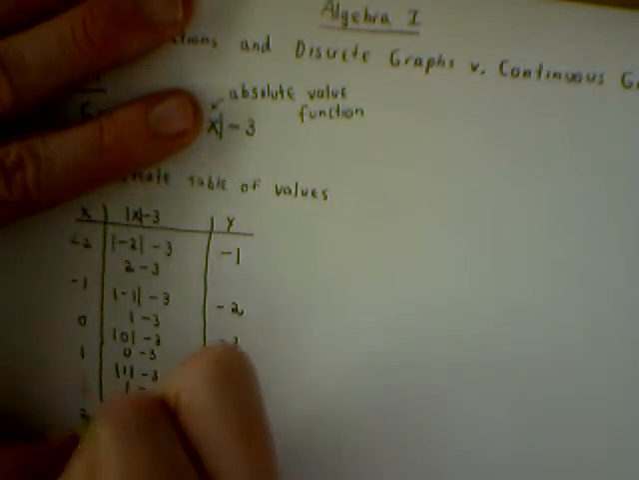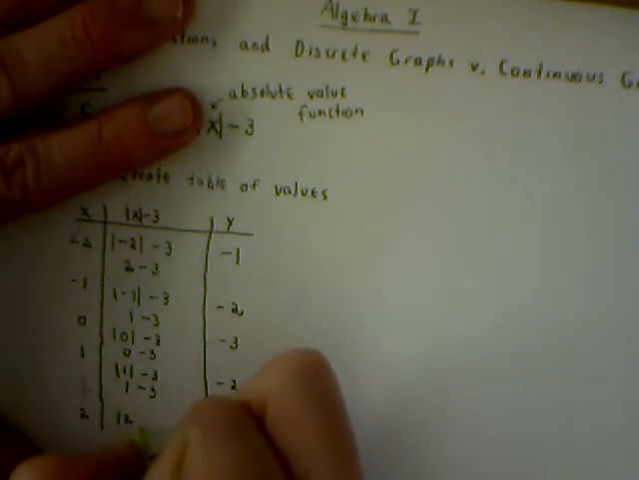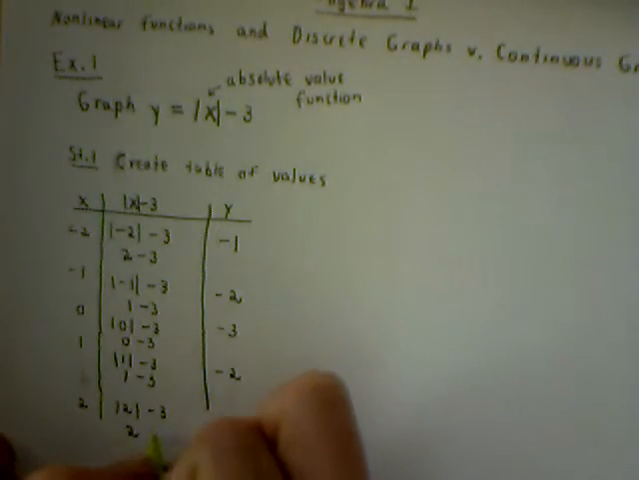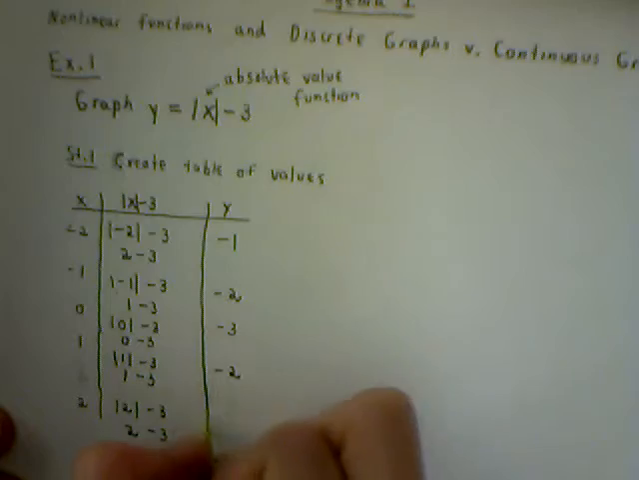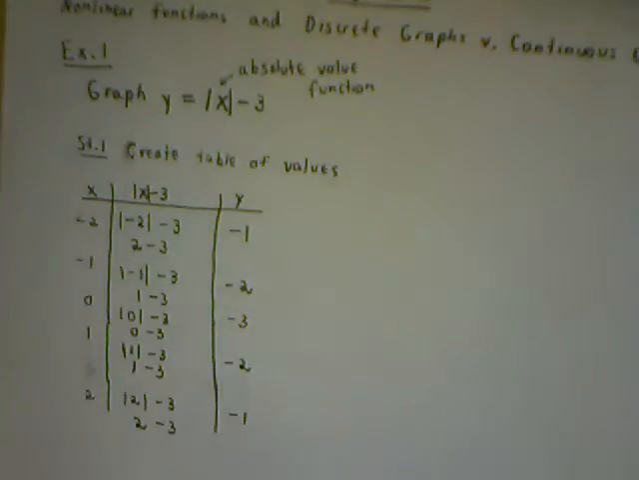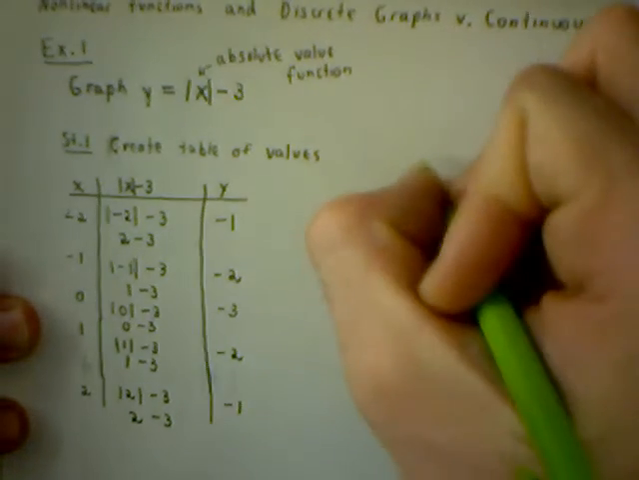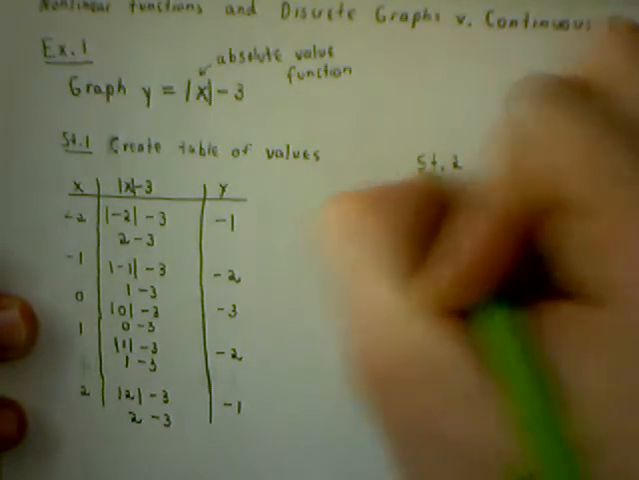And then last, I'm going to have 2. Take the absolute value of 2, subtract 3. The absolute value of 2 is just 2. Take away 3 gives me negative 1. Now, after I have my table of values, I'm going to come over here, and step 2, we're going to graph.